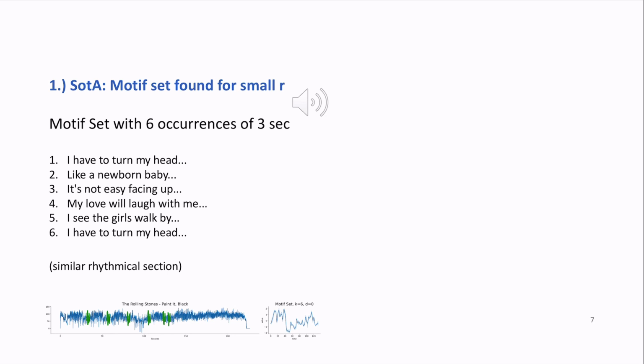If we use state of the art and use a too small radius, we may find 6 occurrences of the same rhythmical section of a length of 3 seconds. Here highlighted are the lyrics of it. If you play it, you can actually notice that the rhythmical section is identical. Also depicted at the bottom is the actual motif that was found with 6 occurrences.